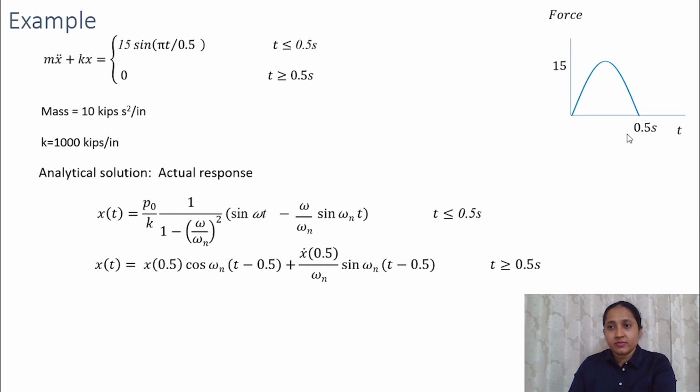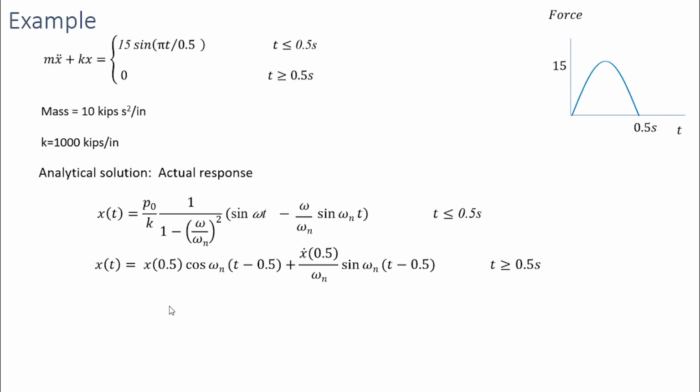and we can also find the free vibration of the system after 0.5 seconds using the displacement and velocity at this 0.5 seconds. So through this we get the displacement and velocity at this point, and substituting that here as initial conditions, we can find the free vibration response for any time more than 0.5 seconds.